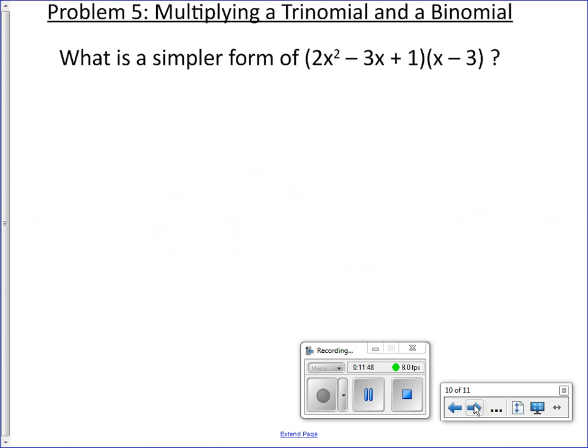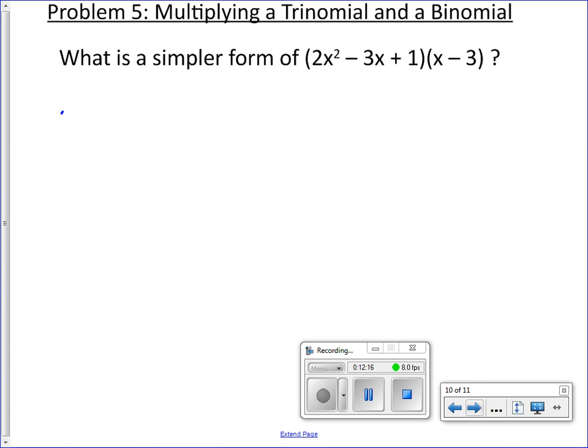All right, now you'll notice we are skipping problem 4 in the book. You won't have to deal with that. Problem 5. Here we're multiplying a trinomial and a binomial together. Now, the FOIL method won't work for this one. The table method will work, and then there is also another method, which I simply call a traditional method.